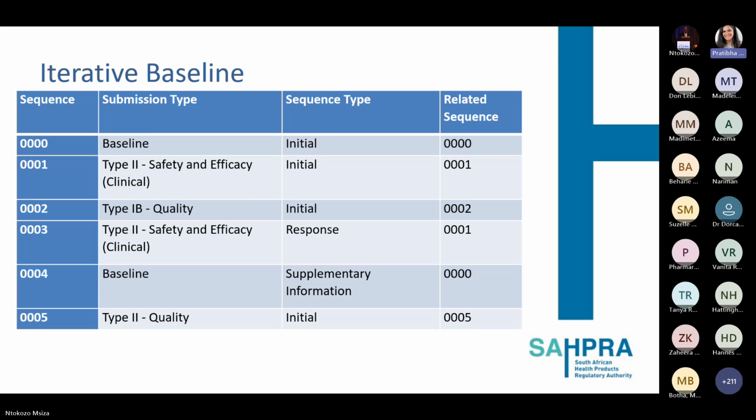Sequence 0003, but the submission type here is type 2 safety and efficacy clinical. This is a sequence type response. The related sequence is 0001. Then in sequence 0004, the submission type is baseline. The sequence type supplementary information, the related sequence tetra 0. For sequence 0005, with the submission type 2 quality, where the sequence type is initial, the related sequence remains 0005. Thank you. Next slide, please.